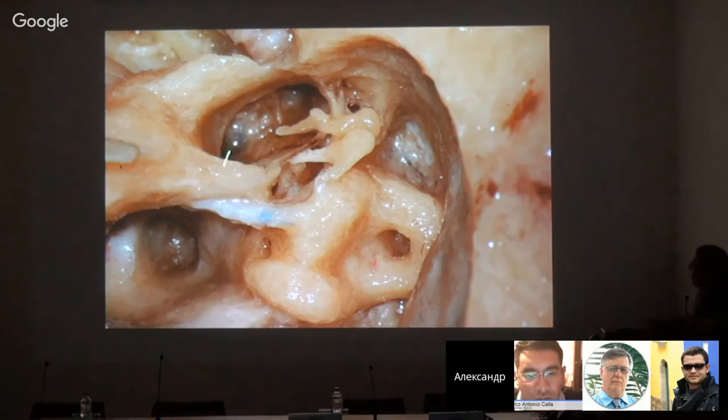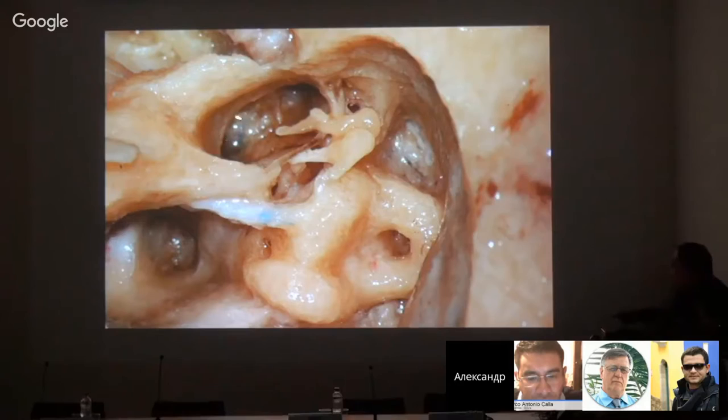And when we see the floor of the middle ear, you see a blue thing here, which is in relationship with this region, which is the jugular bulb. So the floor of the middle ear is the roof of the jugular foramen. So that's why paragangliomas grow here and get inside this portion. Okay? So this is the floor of the middle ear.